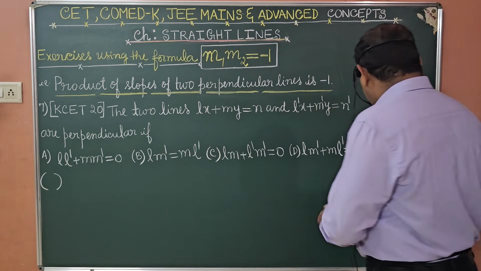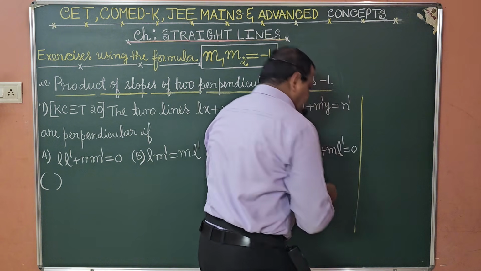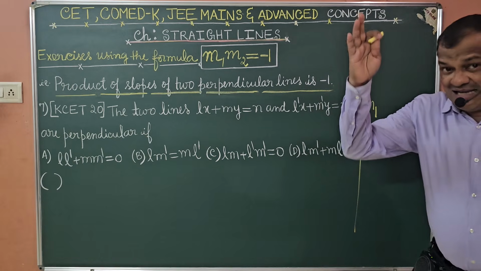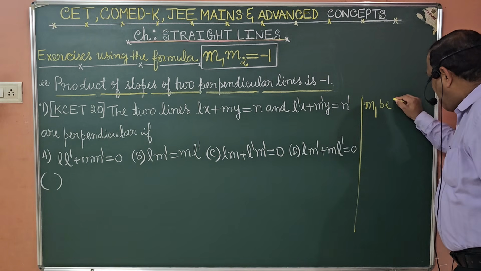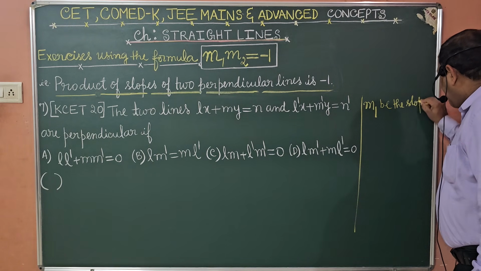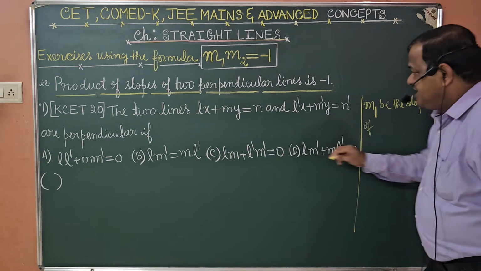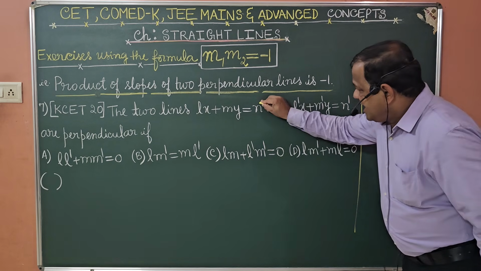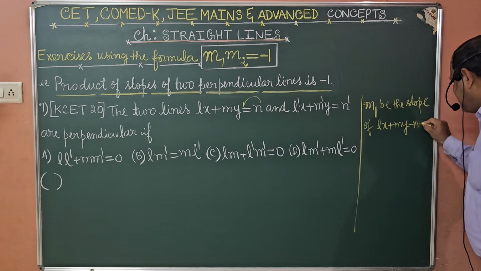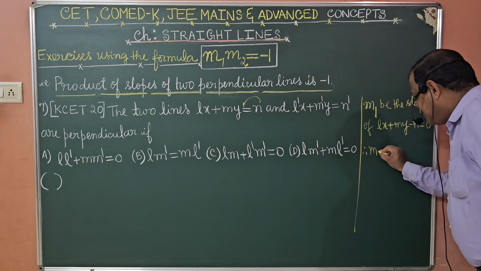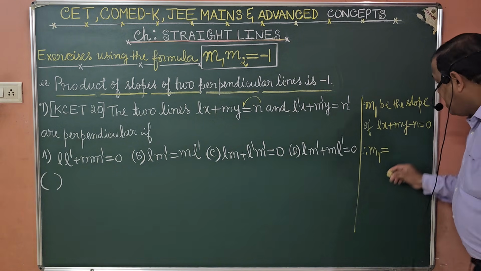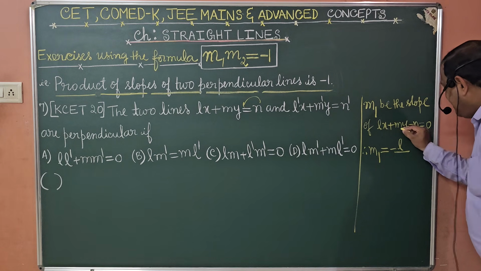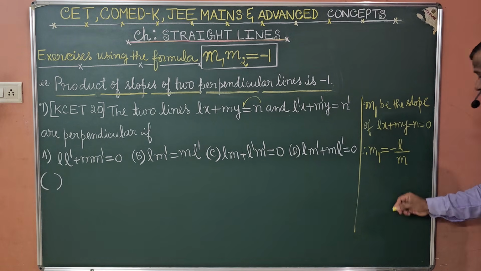So once again, I will begin my explanation over here. Let M1 be the slope of the first line. First line is Lx plus My, and this N I transpose, so it is minus N is equal to 0. Therefore, M1 is equal to, as I said in the previous sum, minus coefficient of x, L, divided by coefficient of y, M. So M1 is minus L by M.